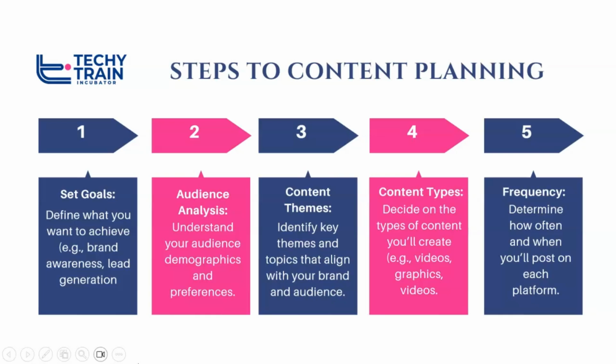Then the third step is to identify themes. Identify key themes and topics that align with your brand. These can also be called content pillars. Let's say you have a fitness brand, identify the content pillars. Maybe you want to do fitness in terms of exercise, in terms of food, different content pillars. So just have that in place. Then after you've set your goals, done your audience analysis, and have your content themes, the next thing you need to decide is the types of content you want to create.